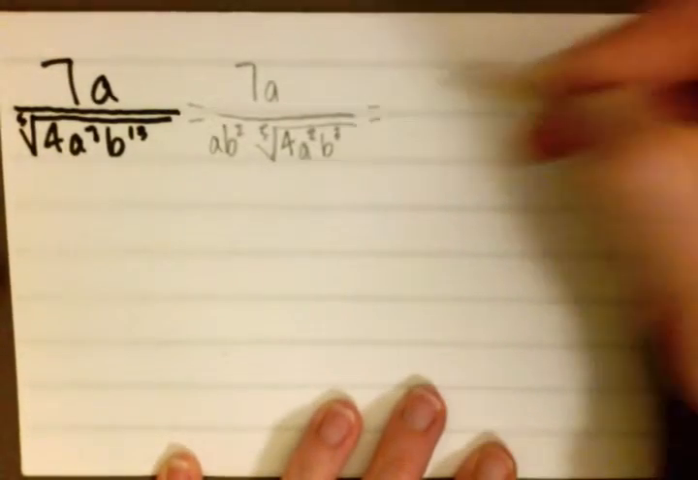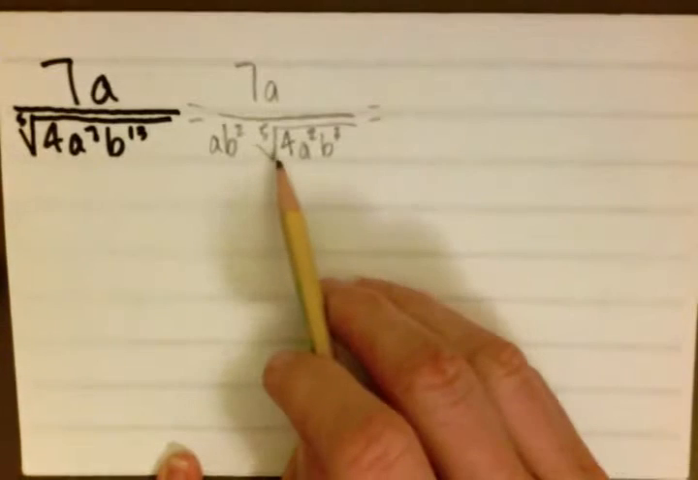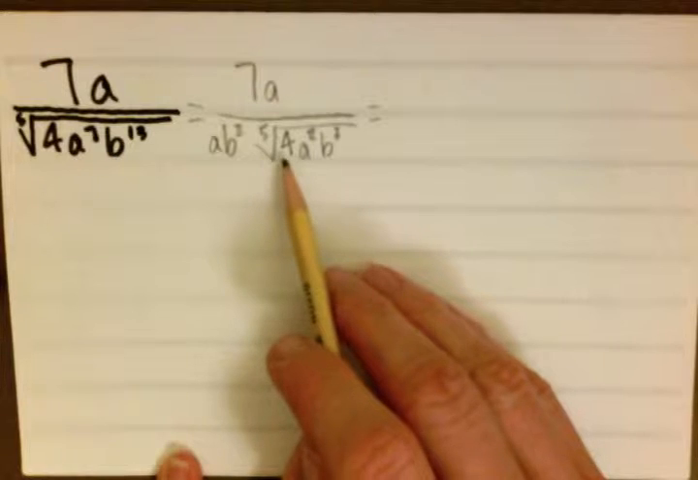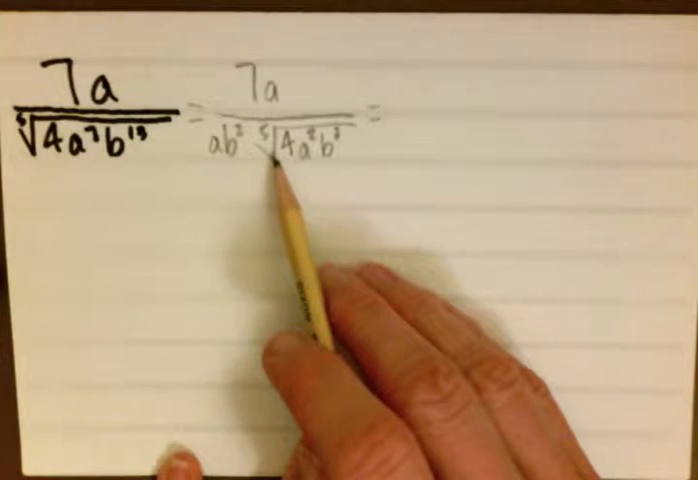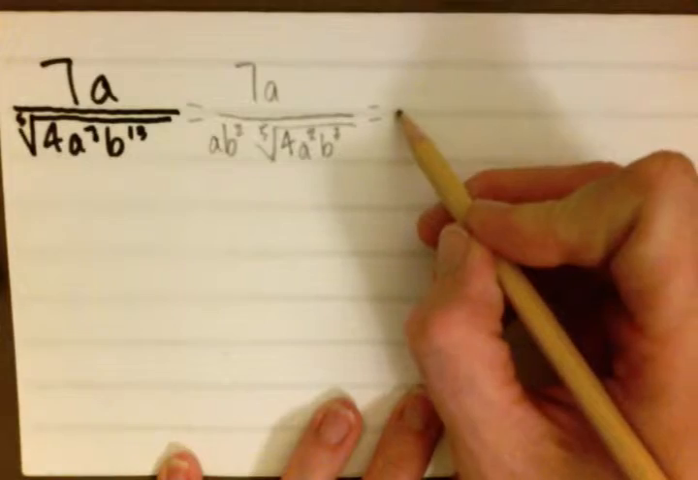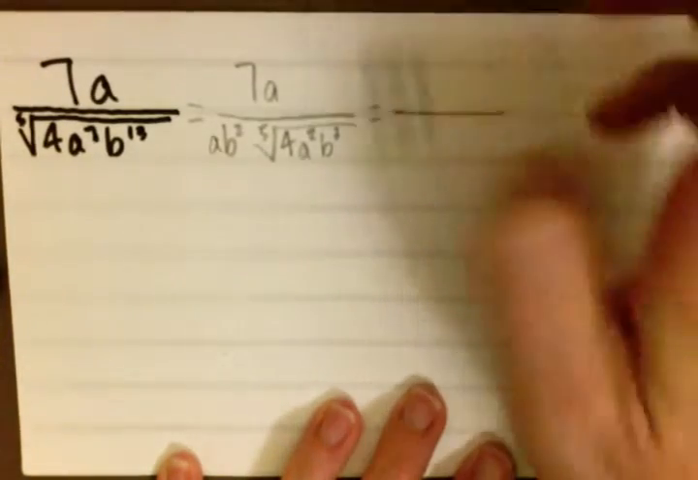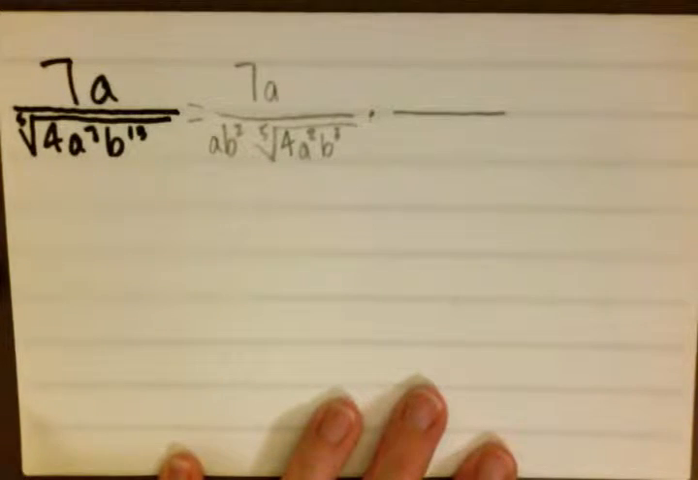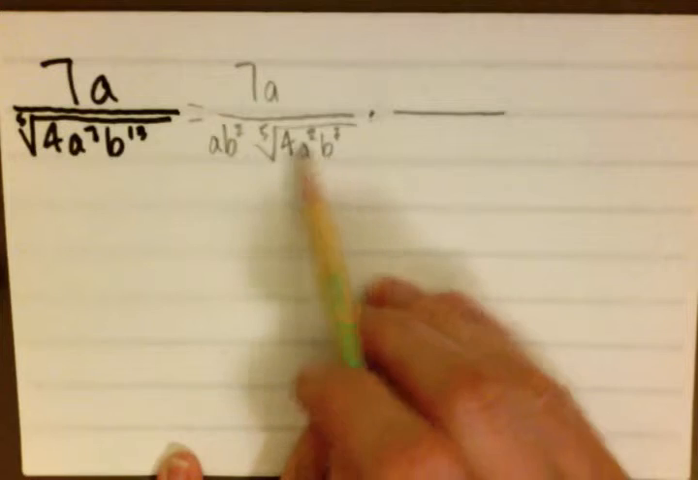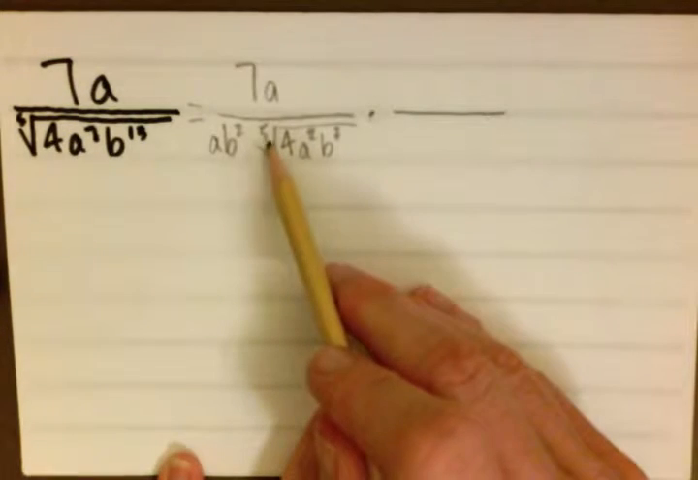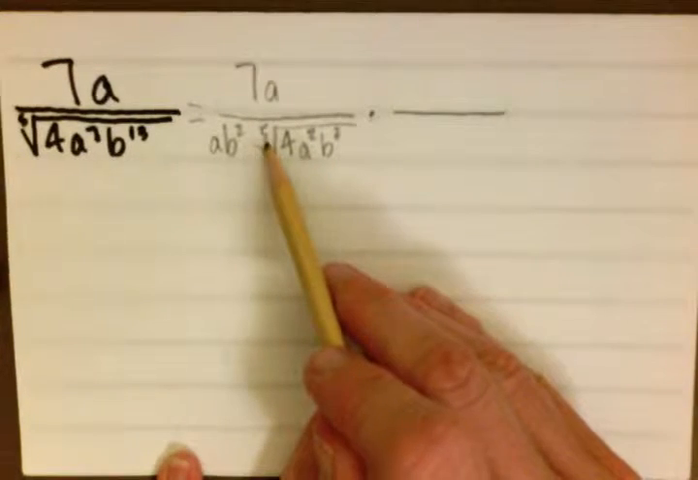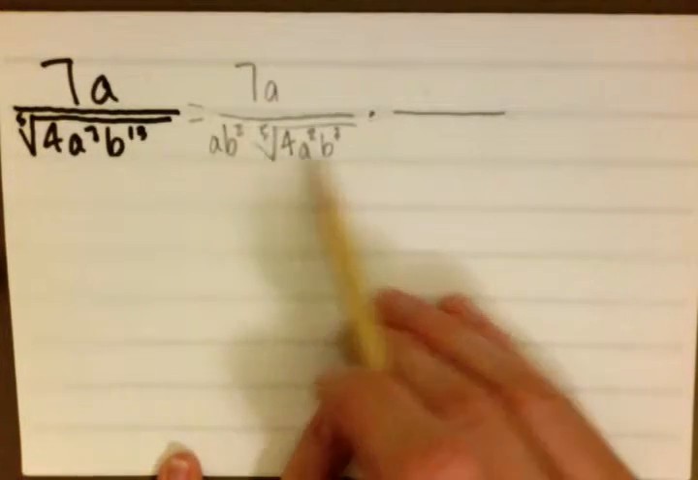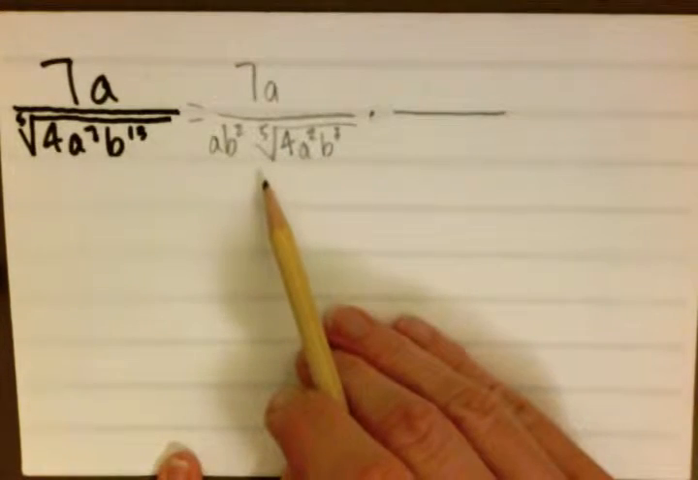Alright, so now our goal is to multiply, because we have to get rid of the radical. That's how we rationalize the denominator. We have to multiply the radical by something to be determined, in order to get rid of the radical. So what we're doing is looking to make a perfect fifth power. And when we do that, everything will be able to come out from underneath the radical.